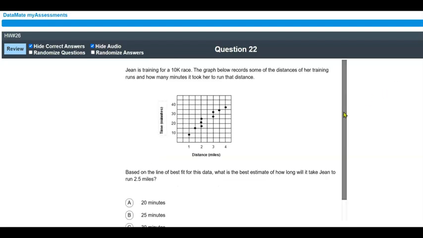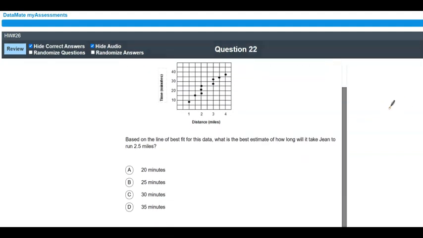Question number 22 asks you, based on your imaginary line of best fit, what would be a good prediction if Jean were running 2.5 miles? Well, here is 2.5 miles. Now there's no dot along that line, so a best prediction would be somewhere in this area. So we're looking at 10, 20, 30. So it's got to be less than 30, but more than 20. When I look at the options, less than 30, but more than 20, leaves me with only option B.